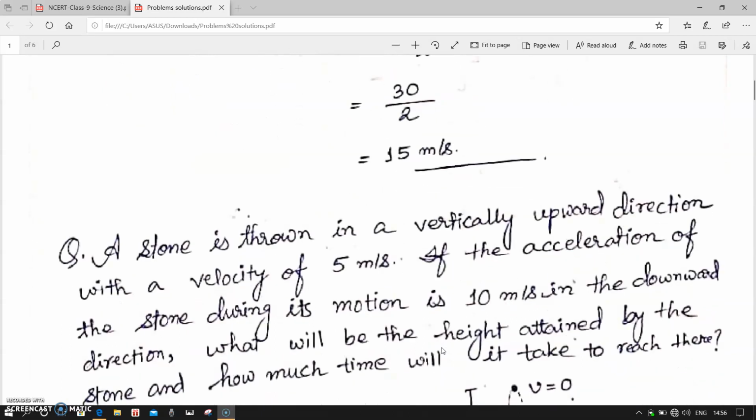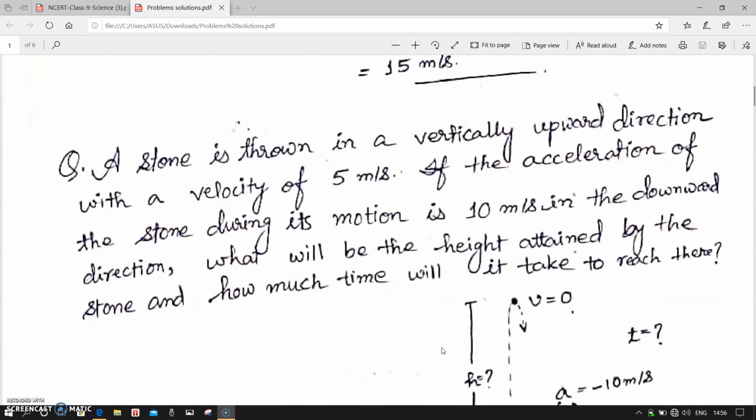Now let's go to the second question. So what is the second question? A stone is thrown in a vertically upward direction with a velocity of 5 meter per second.